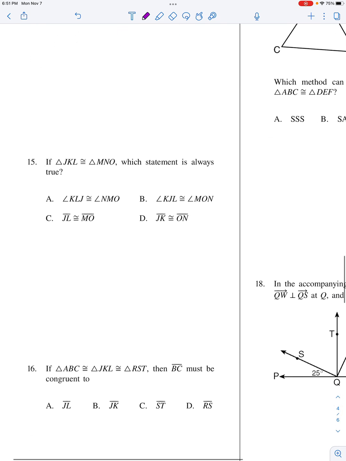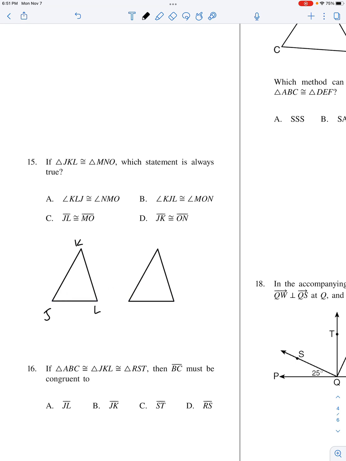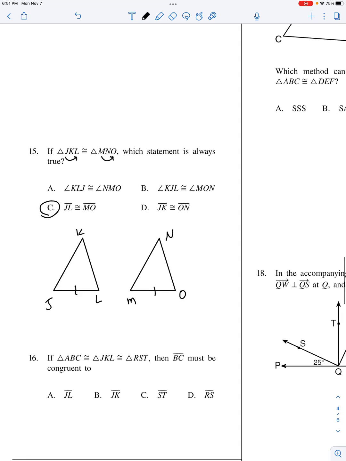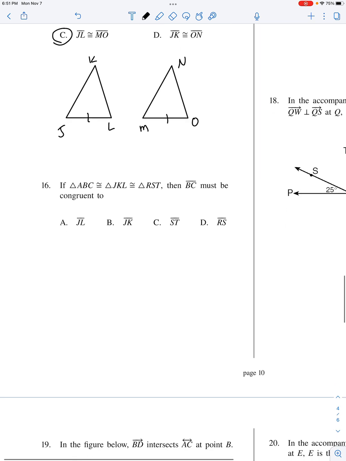For 15, if you draw the two triangles, you can see where the corresponding sides are, or you can just look at the names of the triangles. But I'll show you with a drawing. So if we have JKL, and then I label this one the same way. The statement that would be true is JL and MO because they're corresponding sides. You can also tell from J to L is there, MO is there. They're in the same spot in the name, so they have to be corresponding sides.